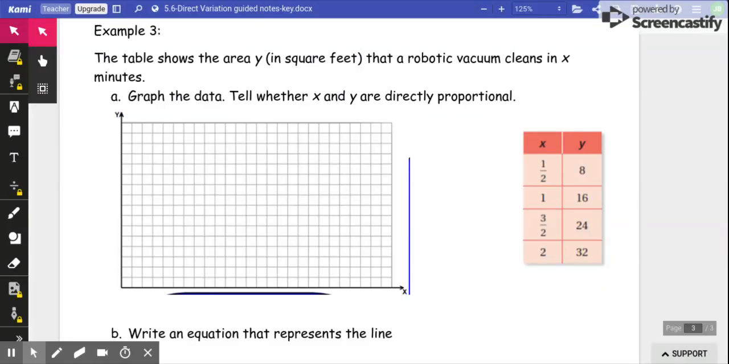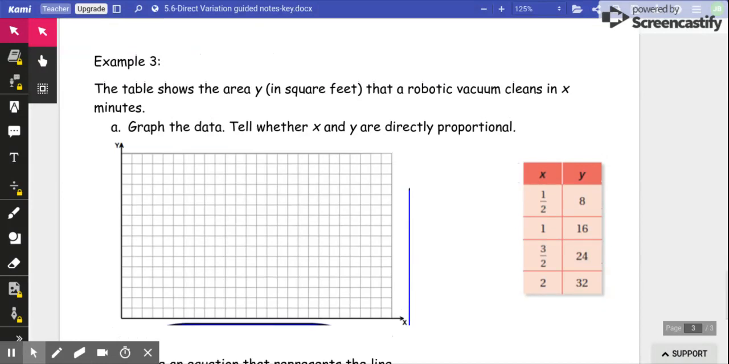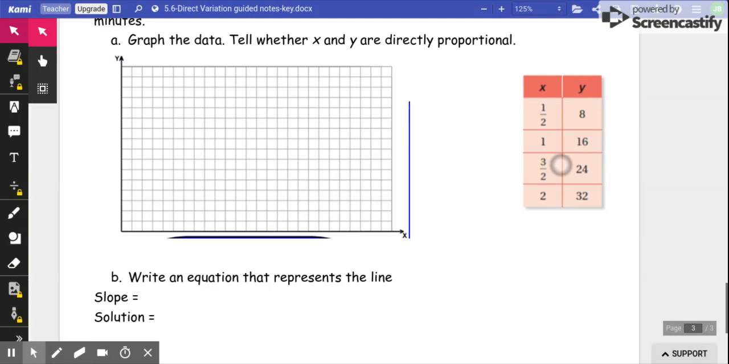We are finishing up 5.6, example 3. The table over on the right shows the area, y, in square feet that a robotic vacuum cleans in x minutes. We need to graph the data and tell whether x and y are directly proportional. Go ahead and pause the video and graph your data.